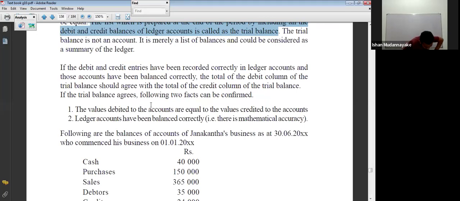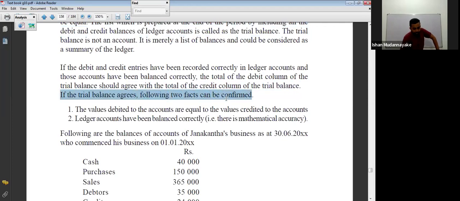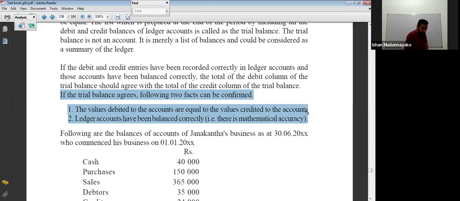Please highlight this one also. Now please highlight this note. If the trial balance agrees, if the trial balance is equal, the following two facts can be confirmed.